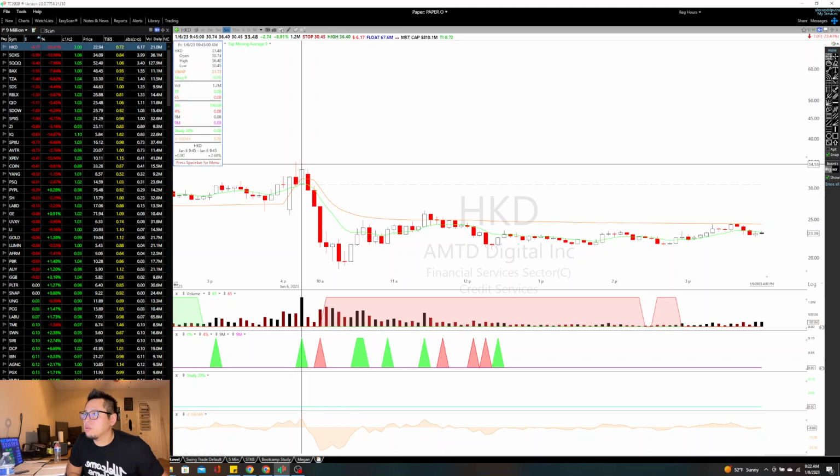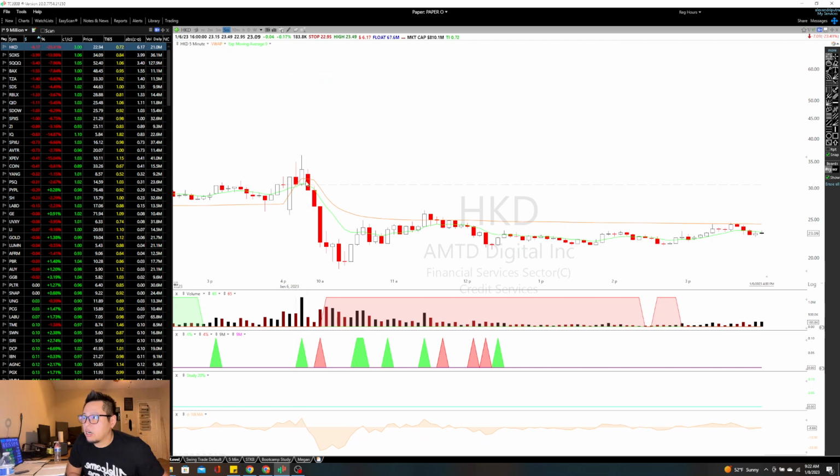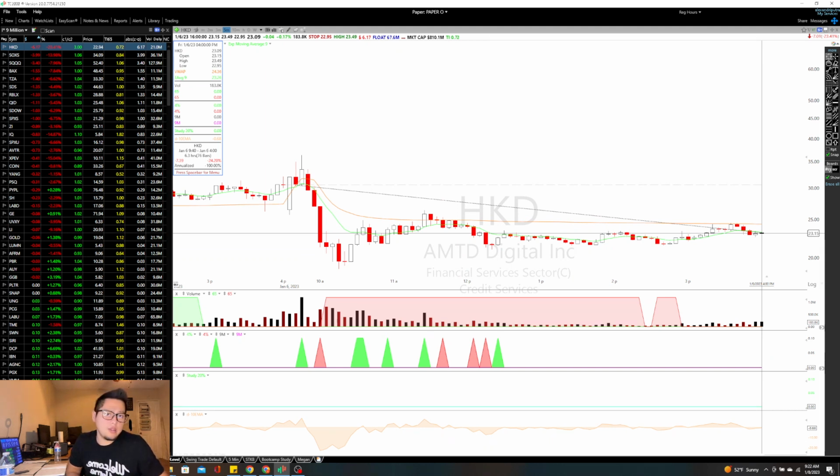It moved up a little more here, but then if you enter here and you gave it a little room, the 9 EMA and VWAP were essentially an indicator of it moving down. So it looks like it works on the upside and the downside if you want to look for an entry point.